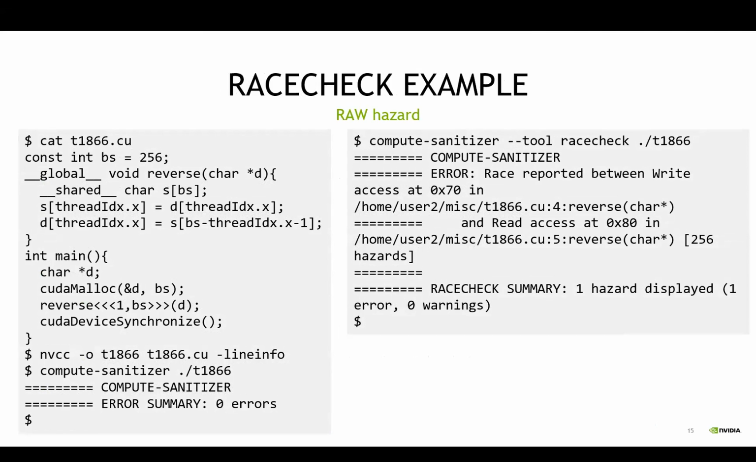Okay. So here's an example where we have a shared memory race. This code is designed to reverse bytes. So if I write the bytes 0, 1, 2, 3, 4, 5, then when they're reversed in global memory, they're going to appear as 5, 4, 3, 2, 1, 0, or something like that.